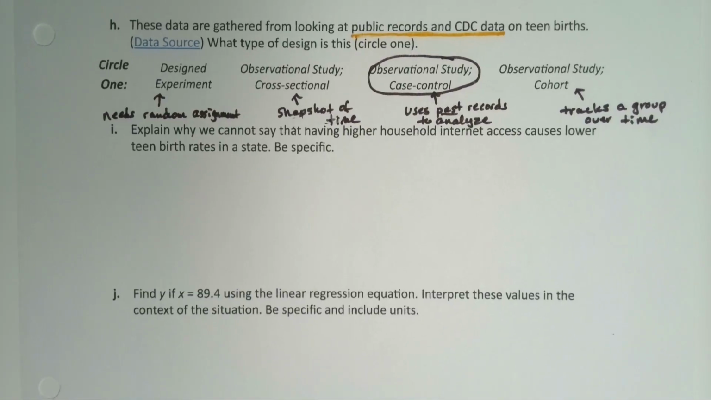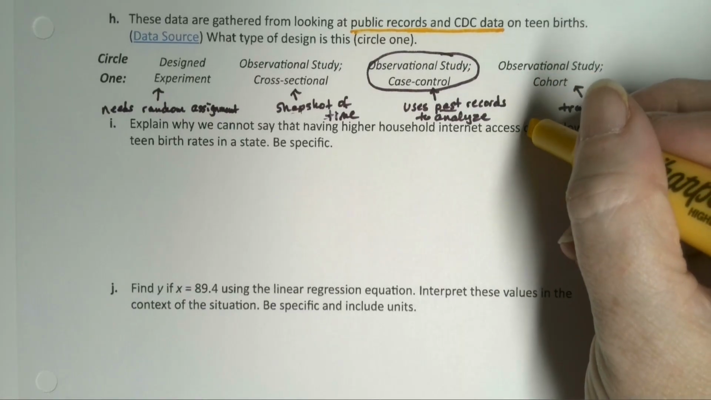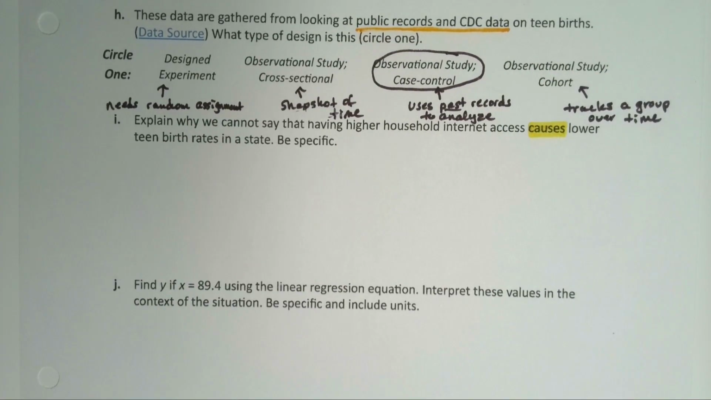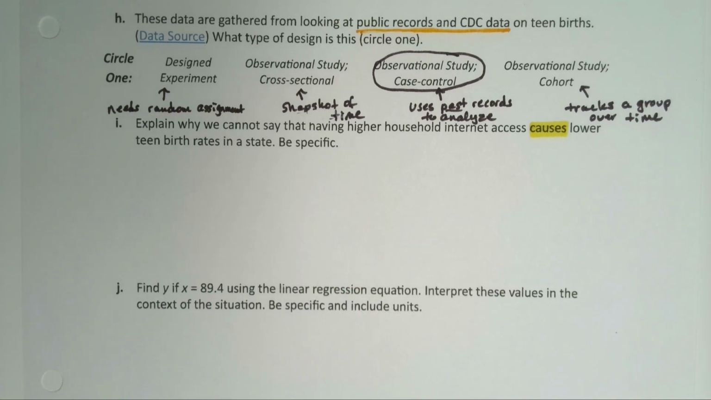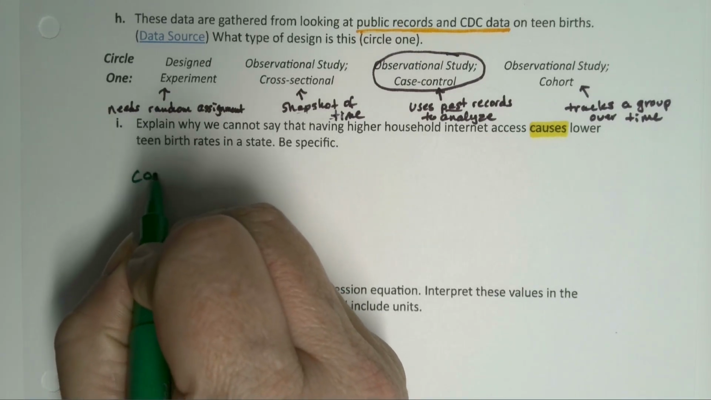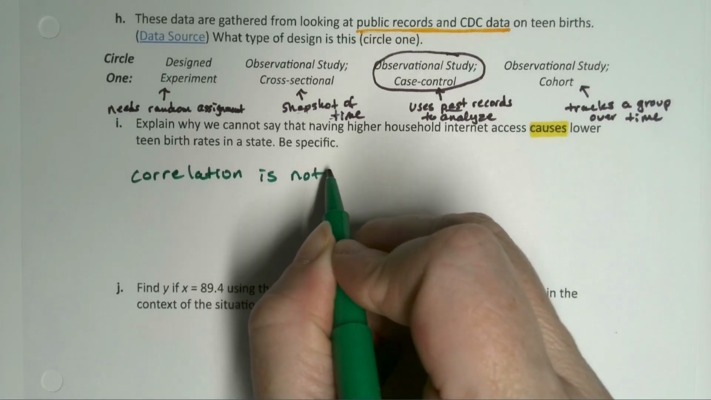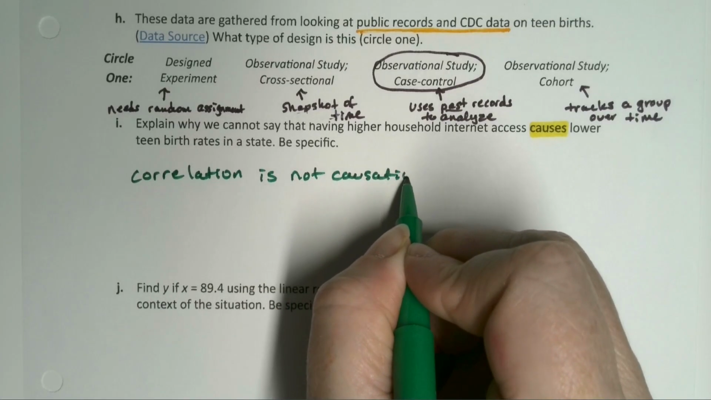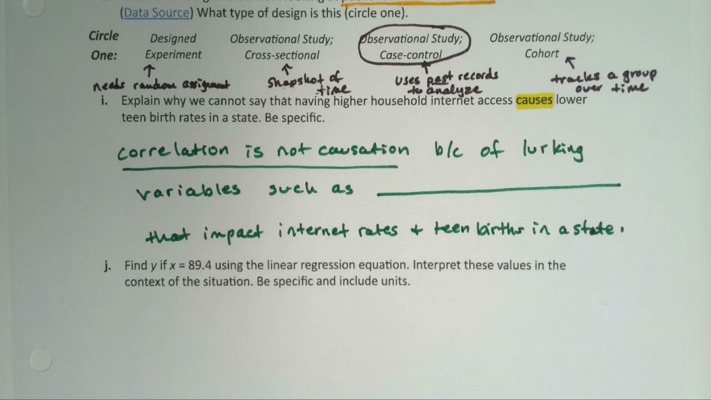Okay, explain why we cannot say that having higher household internet access in a state causes the lower teen birth rate in a state. So that magic word "causes" is a problem for us. It is true that states that have higher internet access do have lower teen birth rates, but correlation is not causation. And that's because of lurking variables. All right, so here's our correlation is not causation script.